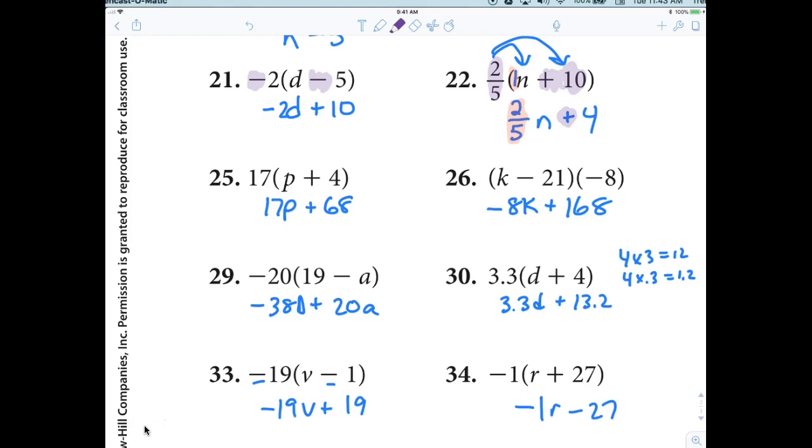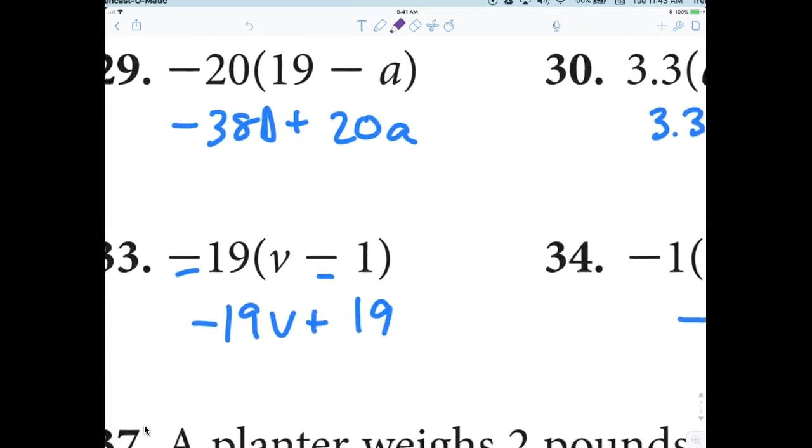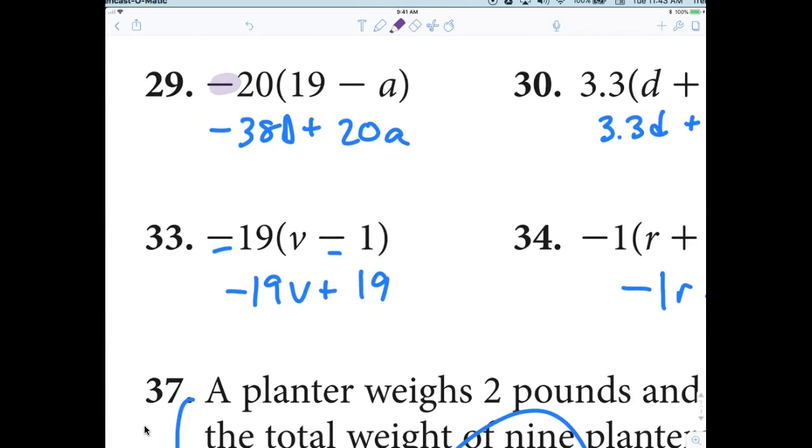Let's look at 29. So I'm going to scroll up just a minute. So negative times a positive is a what? Negative. Do you agree with that? And then 2 times 19 is 38. Plus that 0 makes it 380. Do you agree with that?